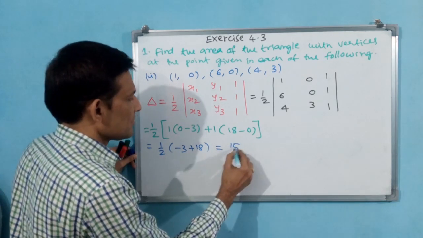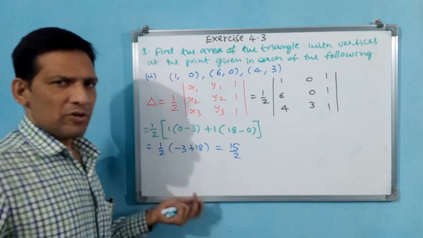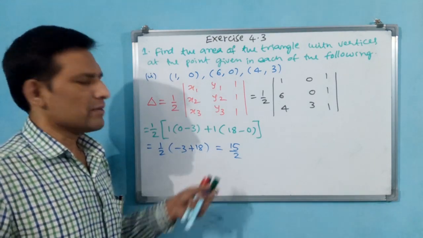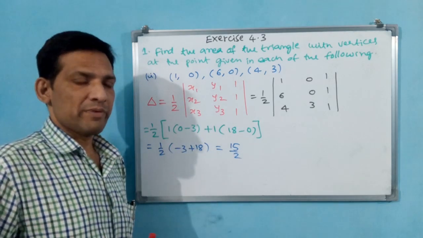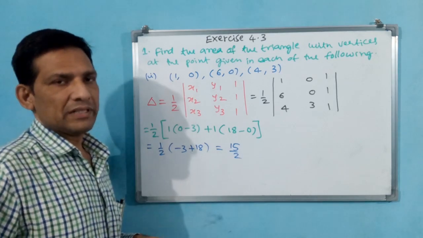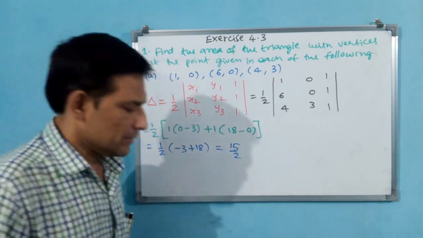15 by 2. See here directly positive number has come. You need not make it positive again. Already positive is there. If negative comes means you have to make it positive. Okay. 15 by 2 is the answer for your first part of this first question. Let us go for second part.